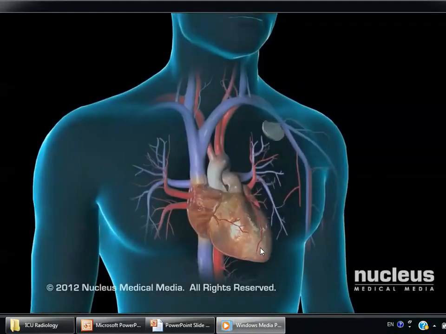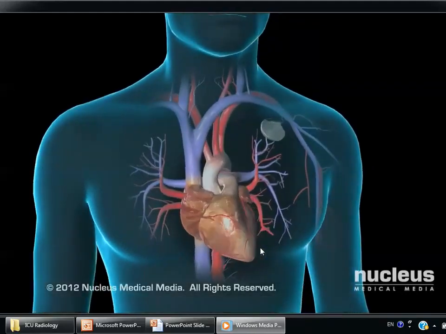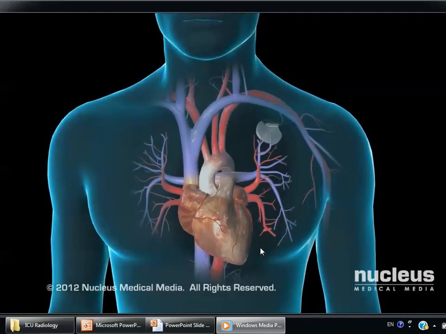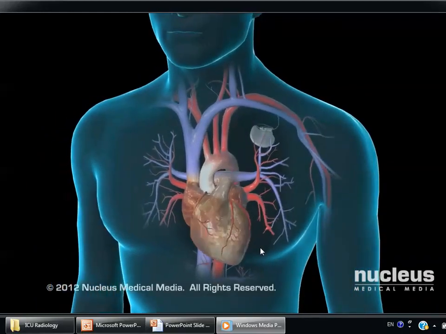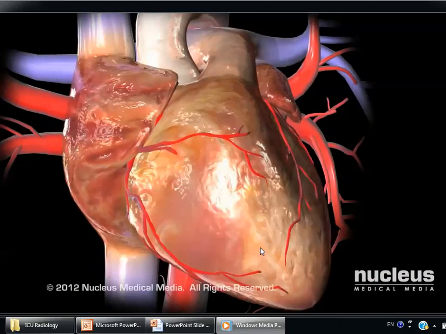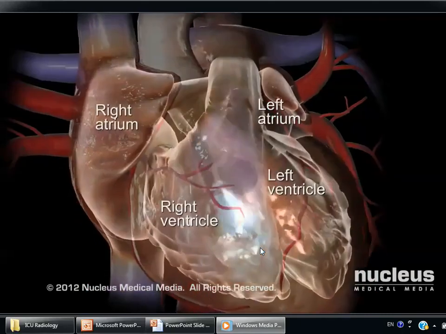A surgeon will insert a pacemaker into your body if your heart's conduction system, the electrical system that makes your heart beat, is not working properly. The heart is a muscular organ with 4 chambers.